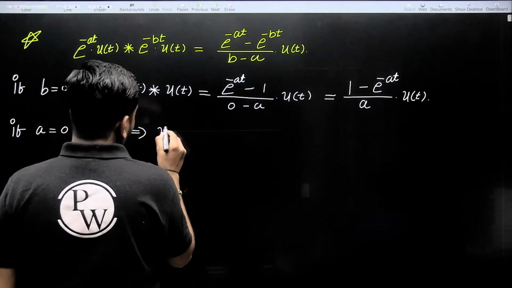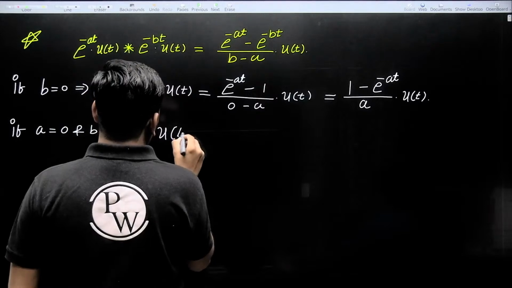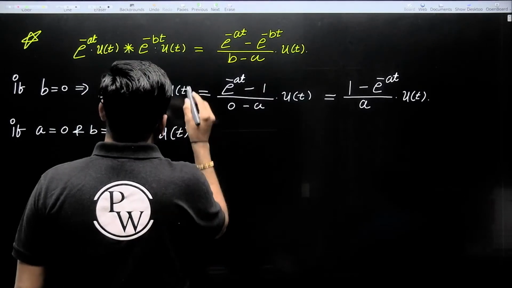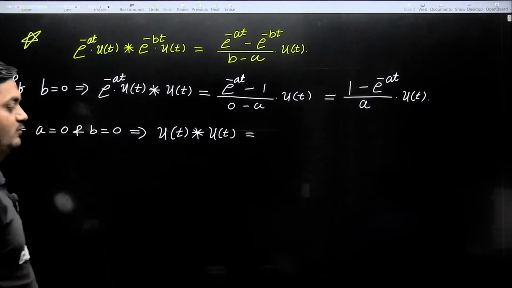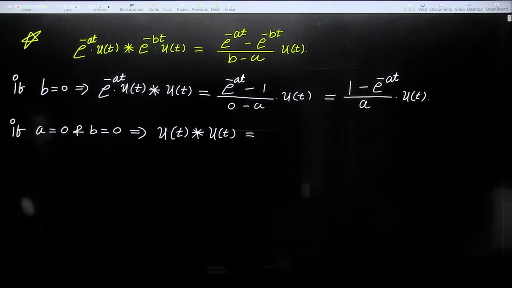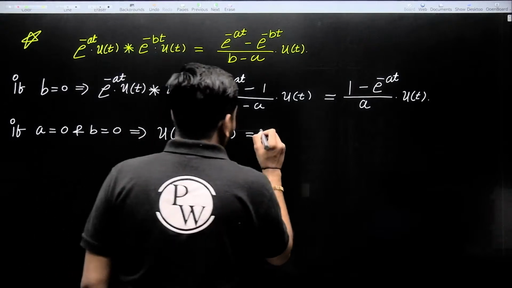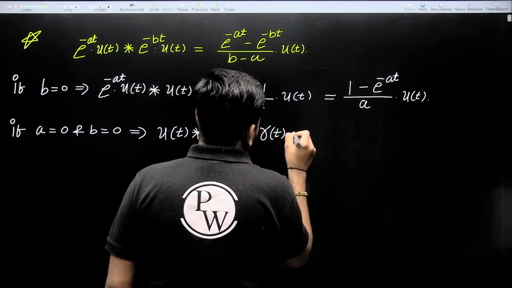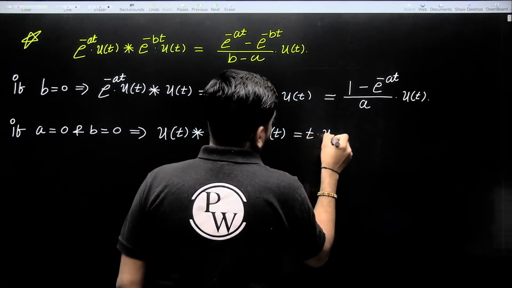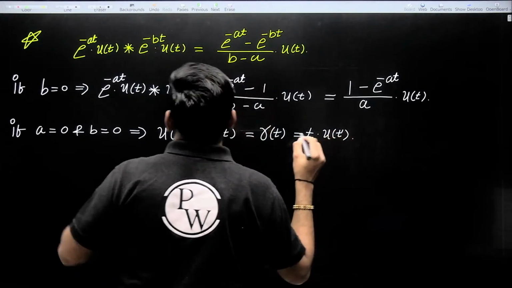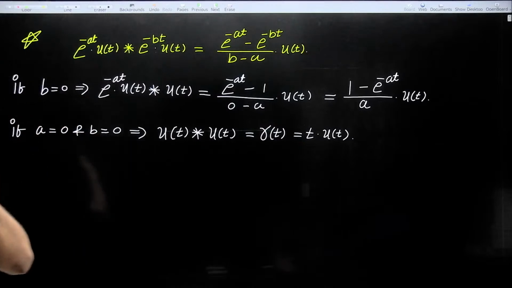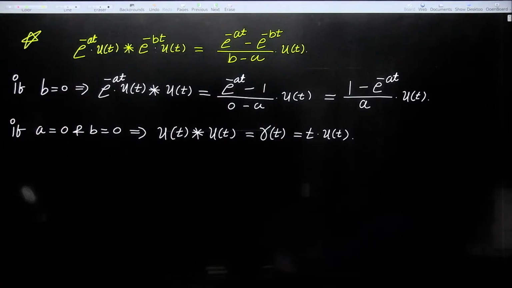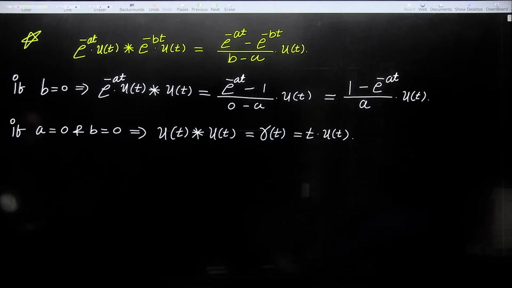See here, if a equal to 0, then here u of t, and b equal to 0, then here also u of t, guys. So we know that u of t convolution with u of t is nothing but r of t, guys. This r of t is the ramp function, that is t into u of t. Correct? t into u of t. Fine.